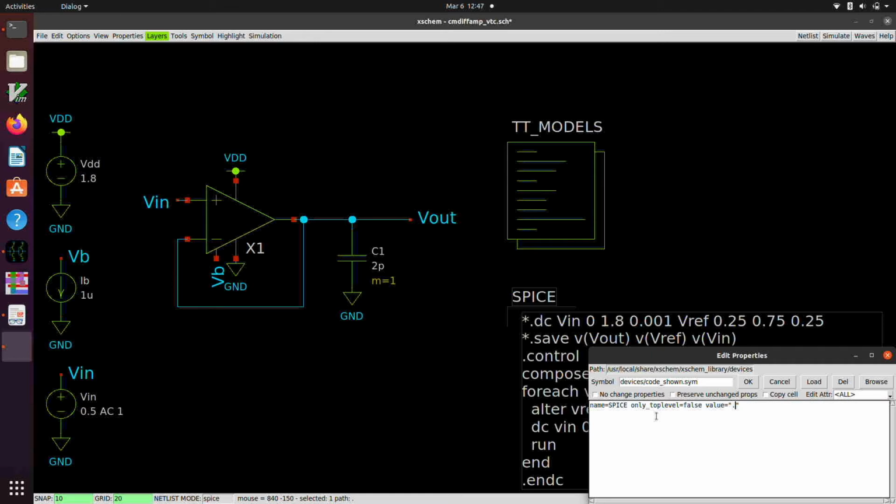And we're going to do .AC. And then we're going to do decade. This basically gives us a certain number of points per decade of frequency. So we're going to specify maybe 20 points per decade, and then a starting frequency of 1 hertz and an ending frequency. Let's go up to a terahertz, 1E12. And then we will save all.